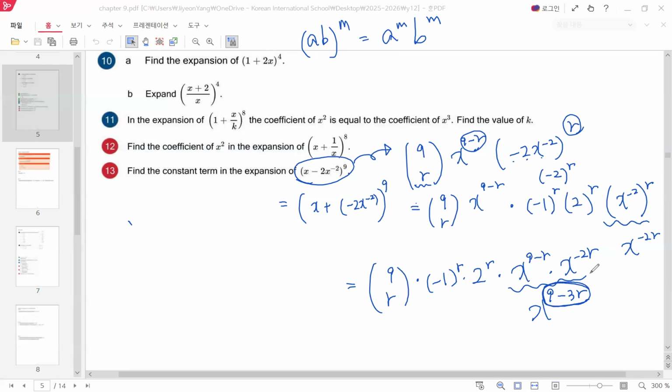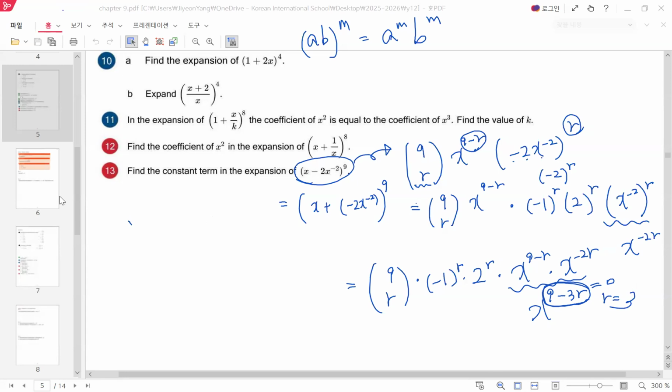Guys, y to the power of something is a number. What is it? No matter what, it's 0. These terms are going to be zero, guys, since 9 minus 3r equals 0, so r should be 3.